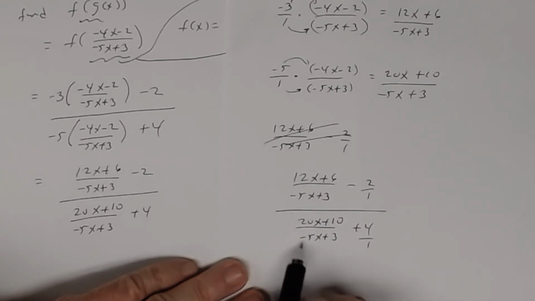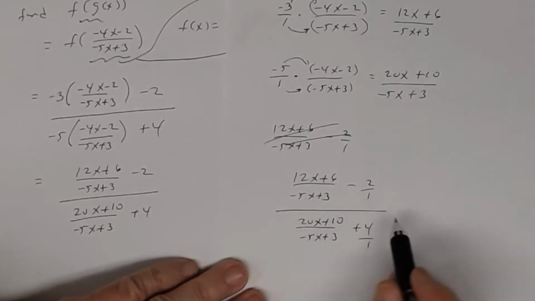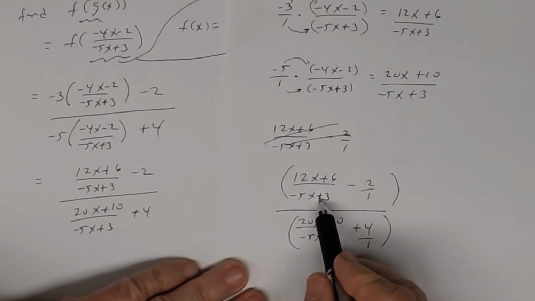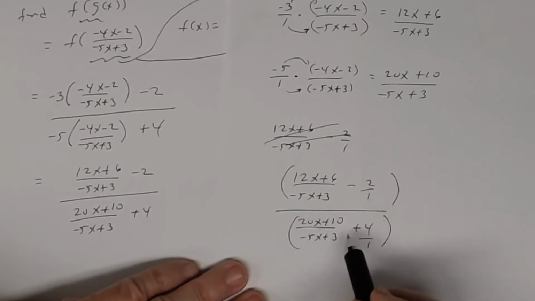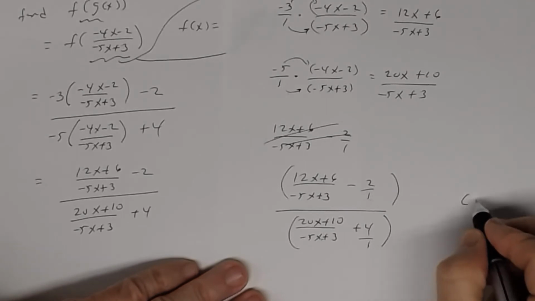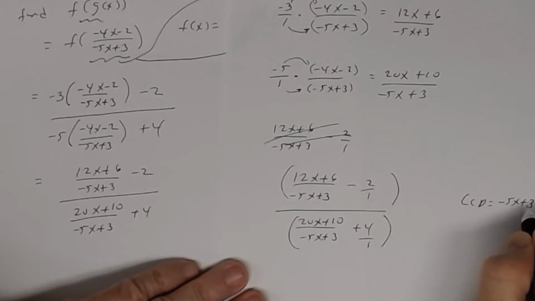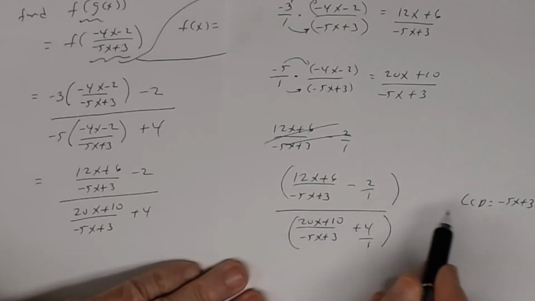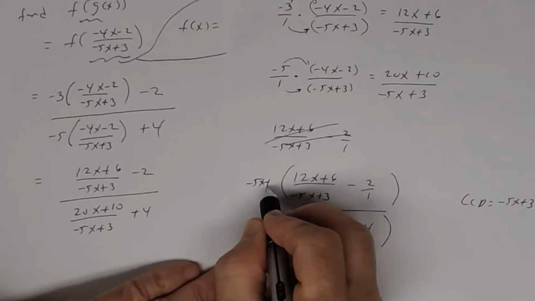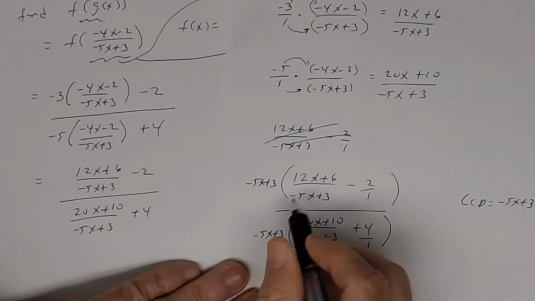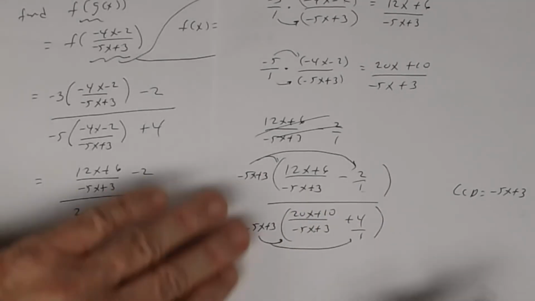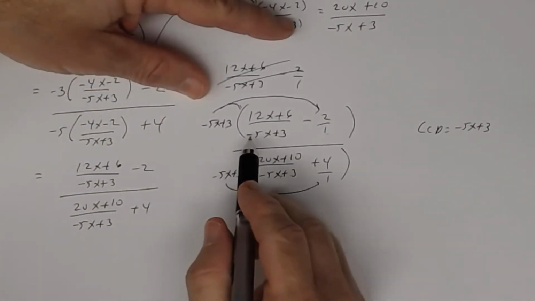So I want you to notice, I'm going to put this over 1, this over 1. So we're going to simplify this complex fraction by multiplying both numerator and denominator by the LCD. So if you look at all these denominators right here in all parts, negative 5x plus 3, 1, negative 5x plus 3, 1, the LCD is negative 5x plus 3. So I'm going to multiply both numerator and denominator by that LCD, negative 5x plus 3. Okay? And I'm going to distribute. All right. When I distribute, I get this.